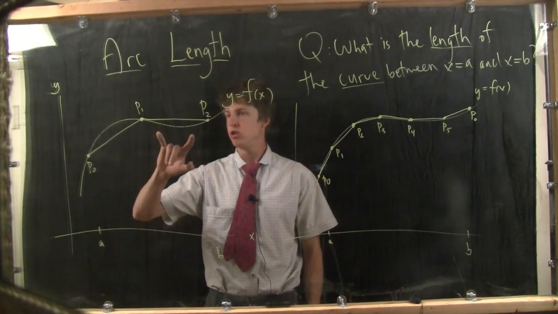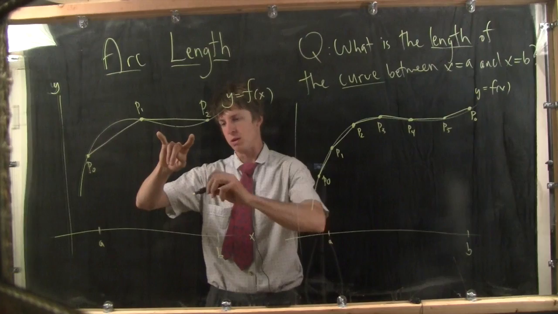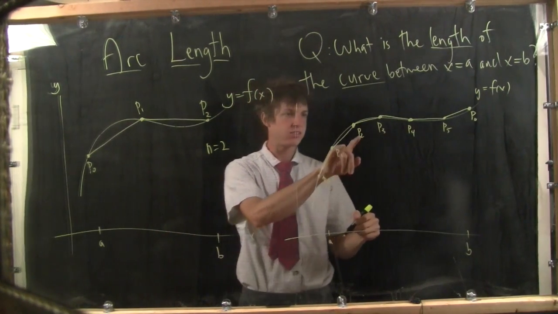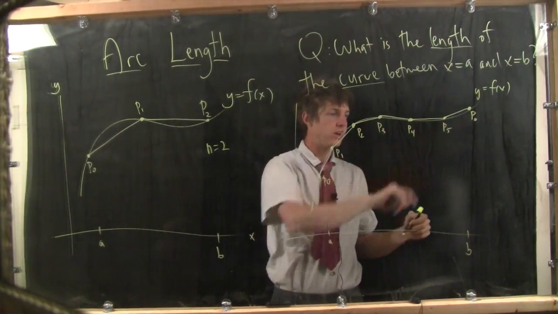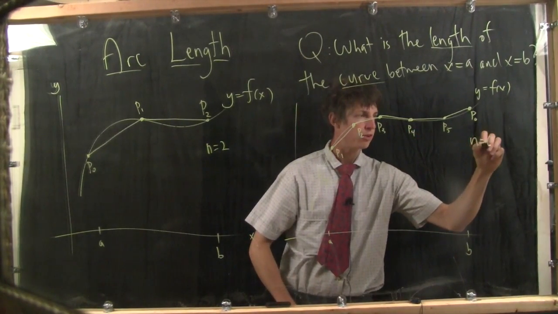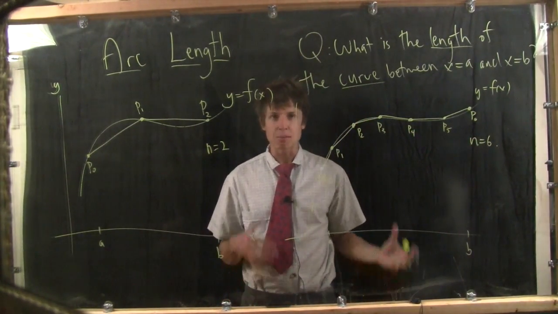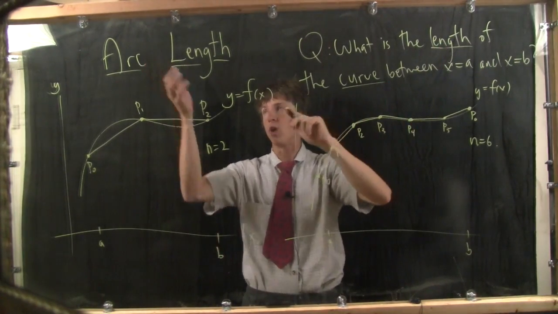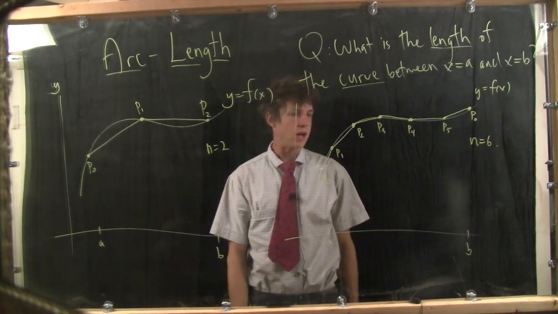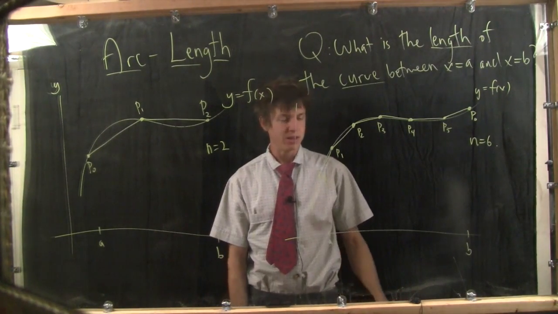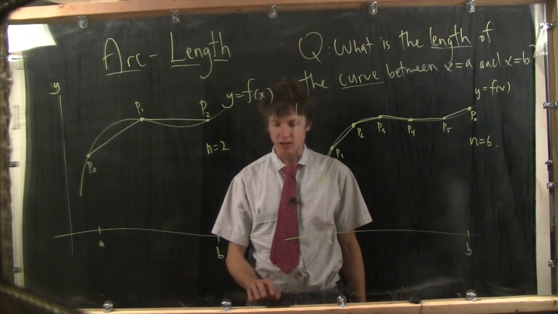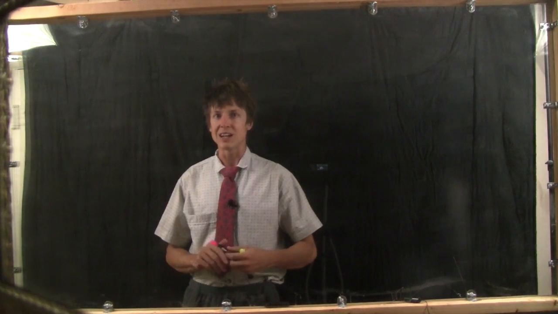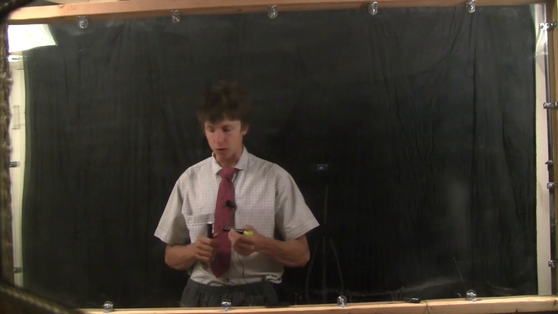Here we had just 2 line segments, so in this case n is equal to 2. Here we had 6 line segments, so in this case n is equal to 6. So you can see, to get the mathematical definition of length, which is what arc length means, we should take a limit. That's what we're going to do next once I erase the board.